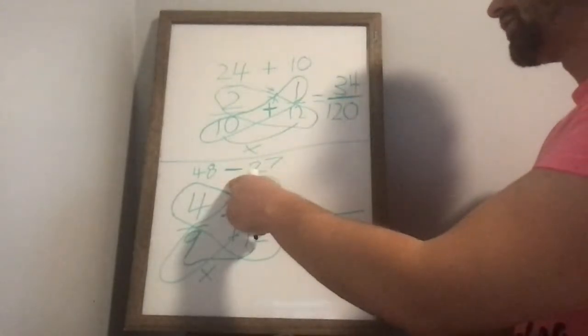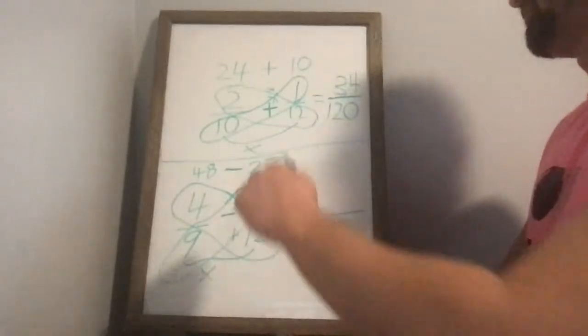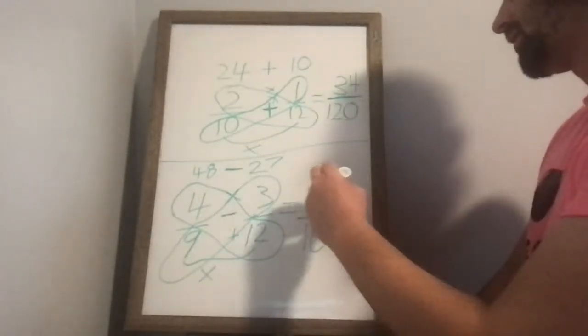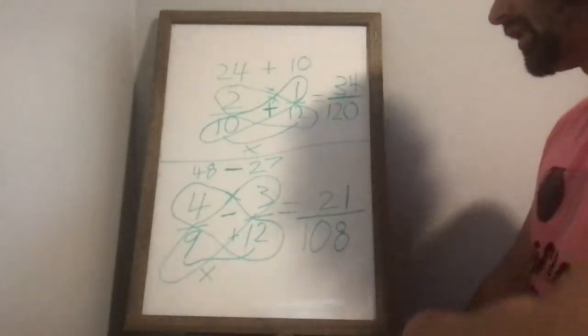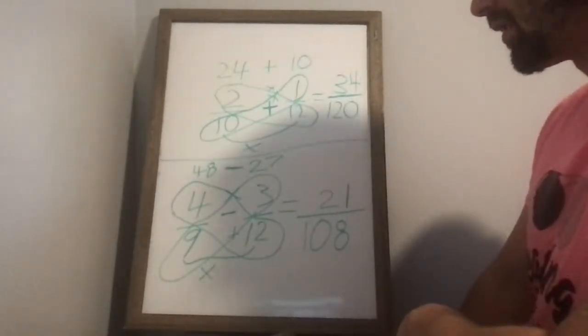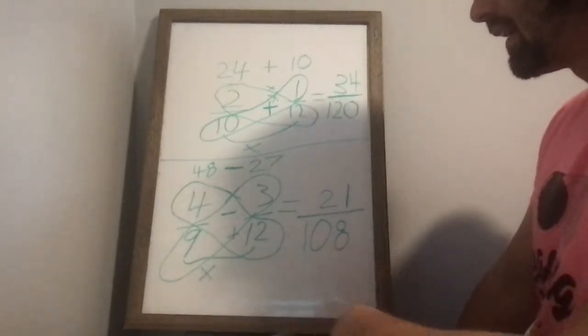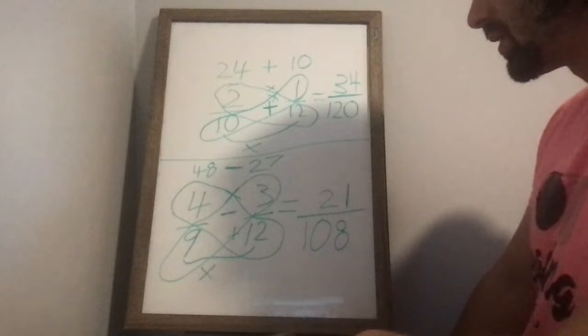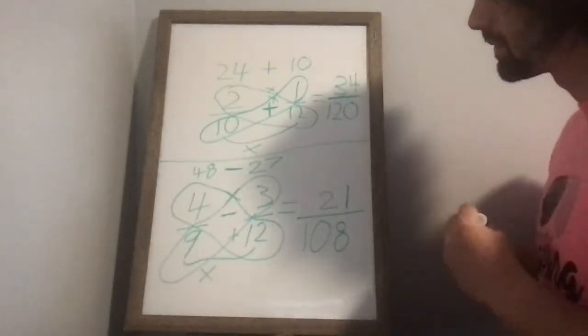So now the subtraction problem, 48 minus 27 is 21. So we have our answer here as well. 4/9 minus 3/12 equals 21/108ths. Again, not in lowest terms, but simplifying videos, I am going to keep that separate.